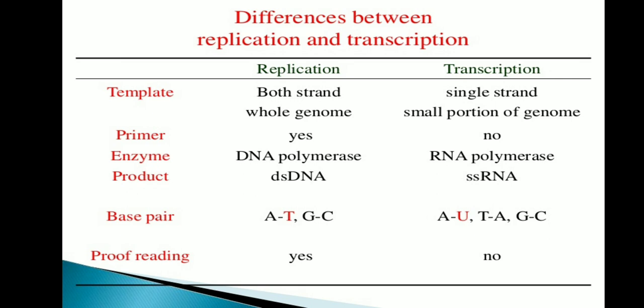In the DNA, having adenine, thymine, guanine and cytosine, adenine will pair with thymine, and guanine will pair with cytosine. But in the transcription process adenine will pair with uracil, and if the DNA has thymine, then it will pair with adenine. So it means thymine is missing in the RNA structure. In its place uracil is there, and guanine will pair with cytosine. Proofreading activity is there in the DNA replication process, while absent in the transcription process.